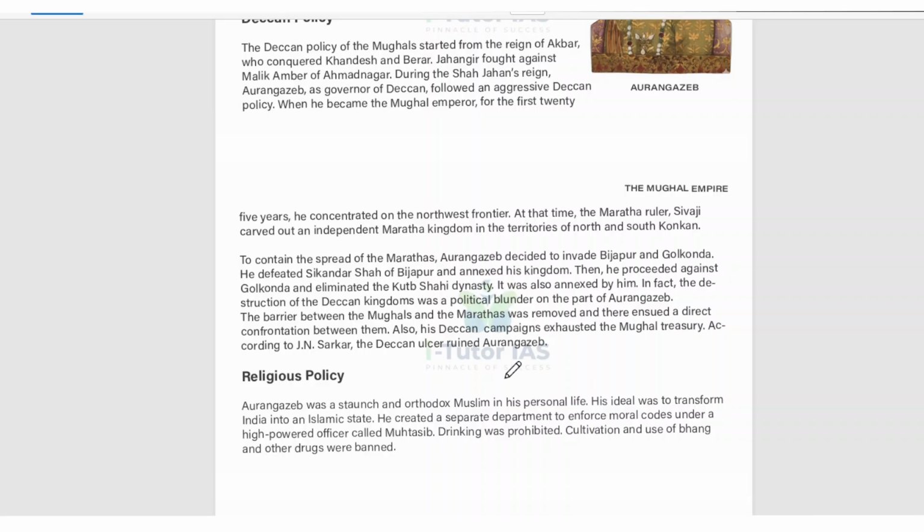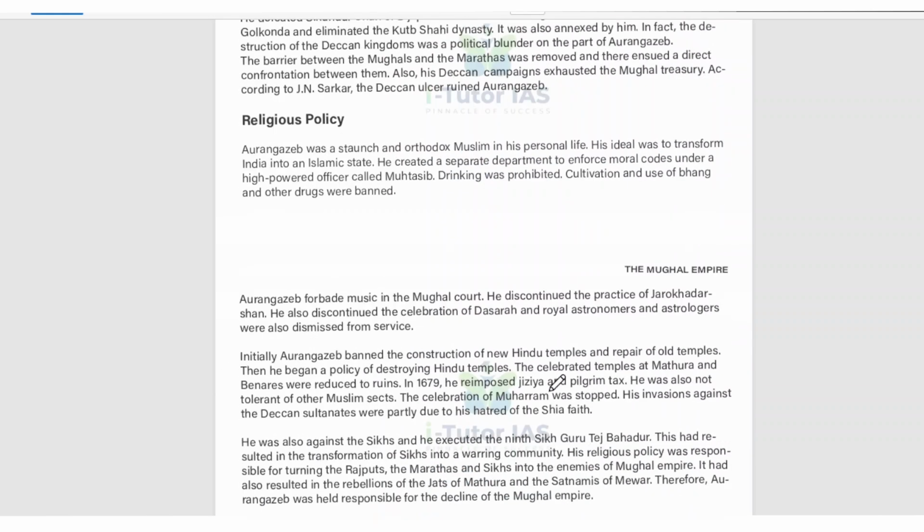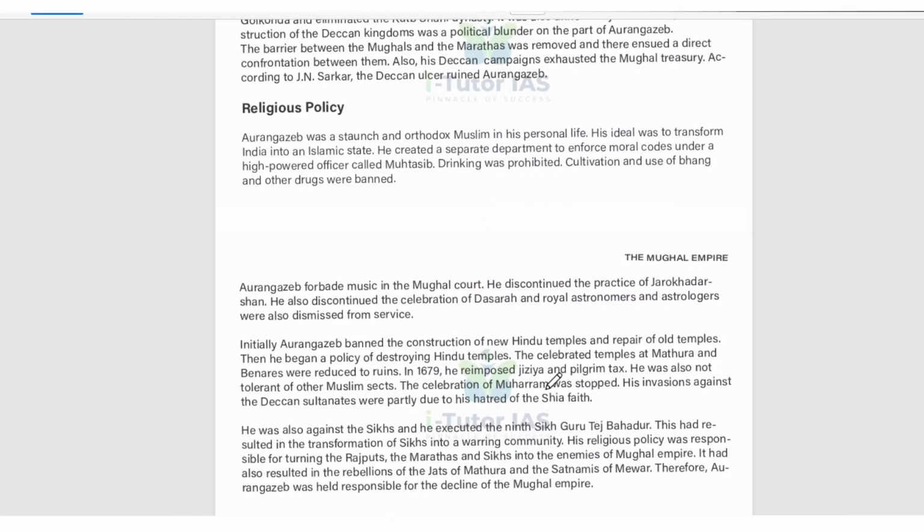The barriers between the Mughals and the Marathas were removed, and there ensued a direct confrontation between them. Also, his Deccan campaign exhausted the Mughal treasury, and according to J.N. Sarkar, the Deccan also ruined Aurangzeb. So that is historian J.N. Sarkar's statement. And what is the religious policy of Aurangzeb?